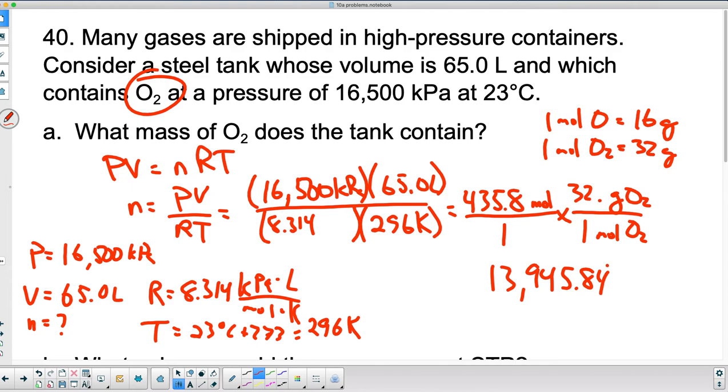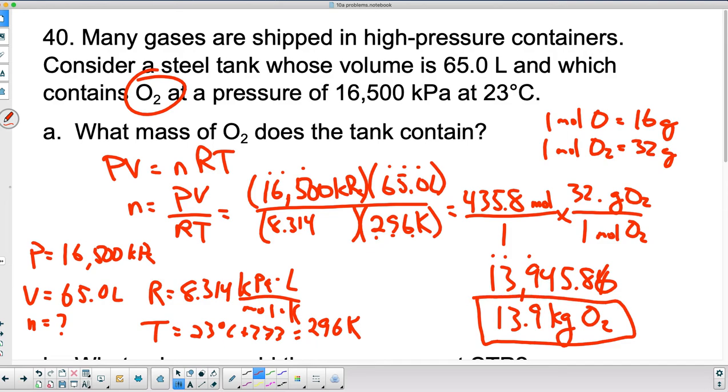It doesn't matter, because I'm going to round off by then. So I'm just going to go 13.9 kilograms of O2. The thousands of grams here, I shortened it and switched from grams to kilograms to make it a little bit easier. So that was 40A.